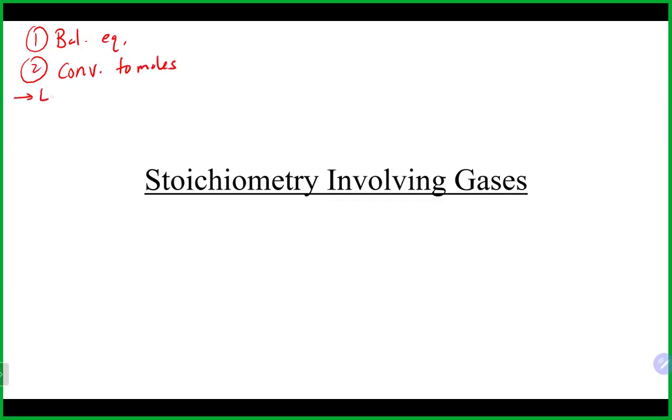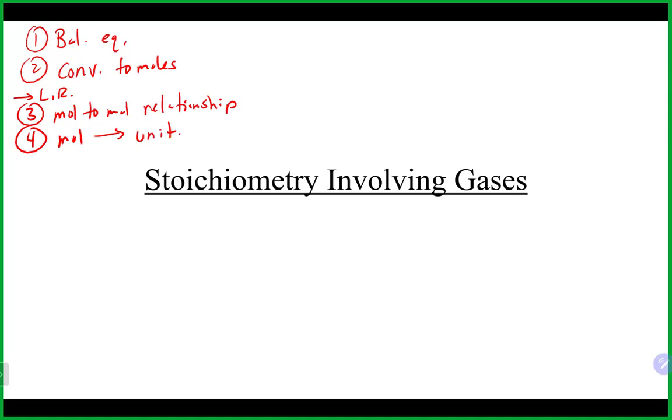Even though it might be a gas situation, you still want to make sure that it's not a limiting reagent problem. If it is, you might have to do the limiting reagent step. Then we want to do our stoichiometry using the limiting reagent, the mole to mole relationship, and our moles is converted to some other unit.